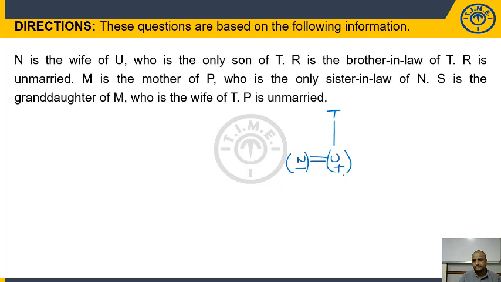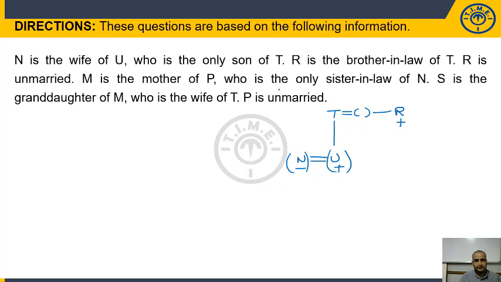Okay. R is the brother-in-law of T. R is unmarried. So the only possibility is that T is married to R's sibling. Otherwise, R may be married to T's sibling, but R is unmarried. It is given. Okay. M is the mother of P.